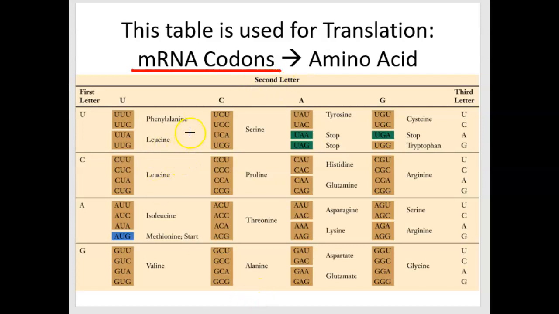So the way you read this code is the first letter is in columns. The second letter, oh, I did that wrong, sorry. The first letter is in this column going down, so U, C, A, G. The second letter, you go across, U, C, A, G. And then the third letter, you go down in each of the rows, the big rows. You aren't going to have to do it that often. It's not like you have to remember that. You can just hunt and peck.